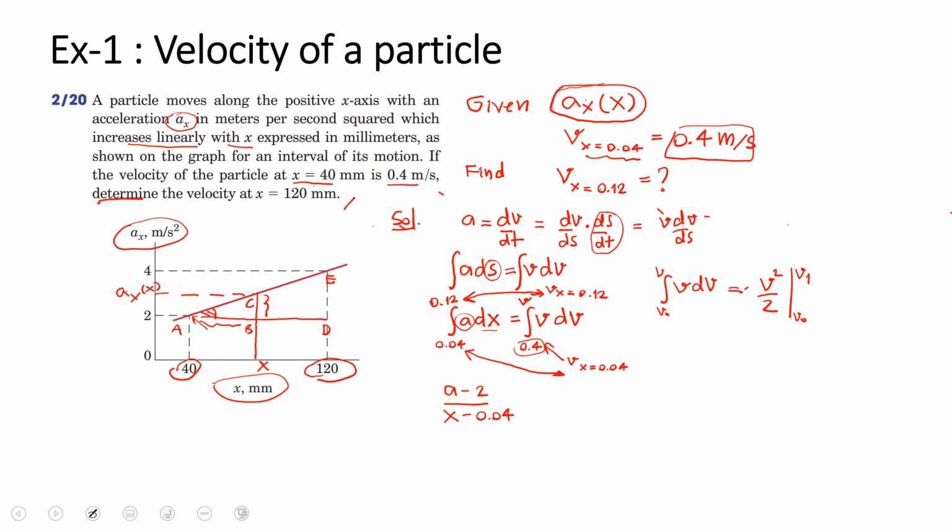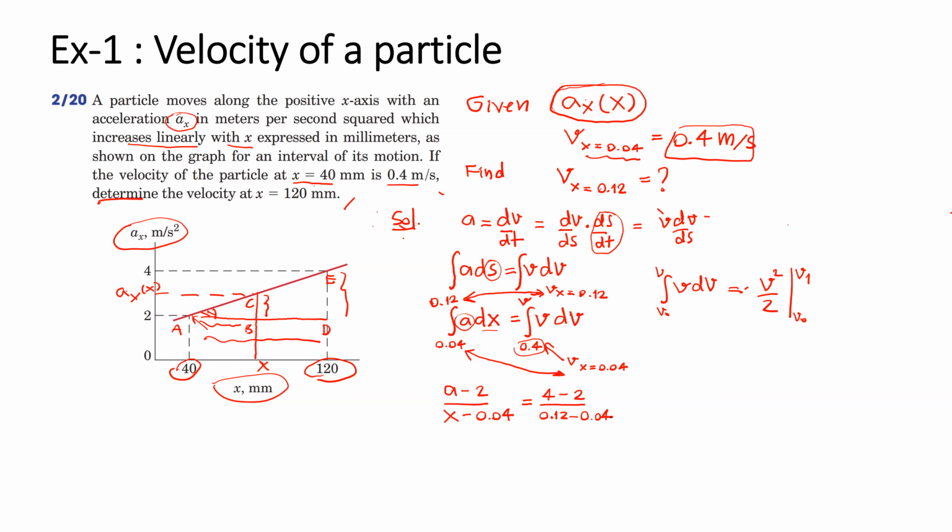The small triangle, the vertical displacement divided by the horizontal displacement in the plot. And for the big triangle, it should be the vertical distance here and the horizontal distance here. So the vertical one is 4 subtract by 2. And the horizontal one is 0.12 subtract by 0.04.